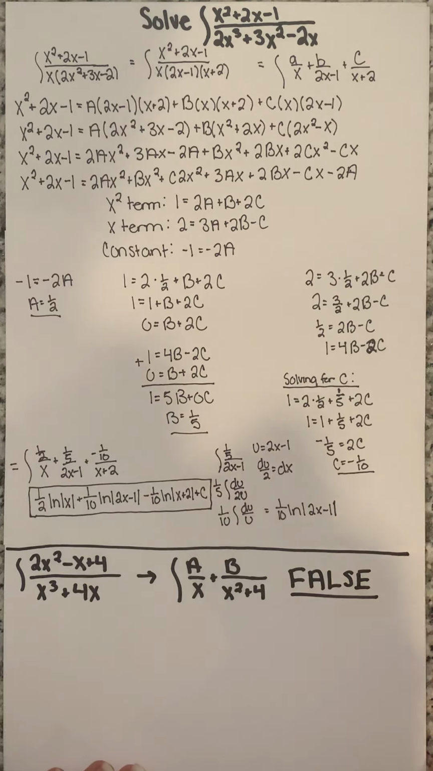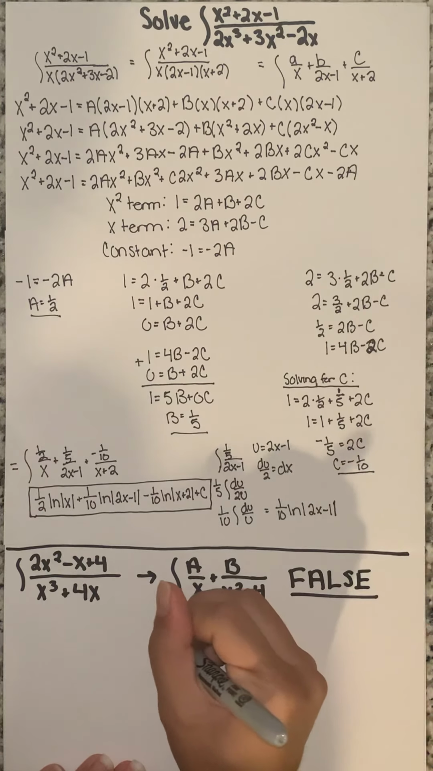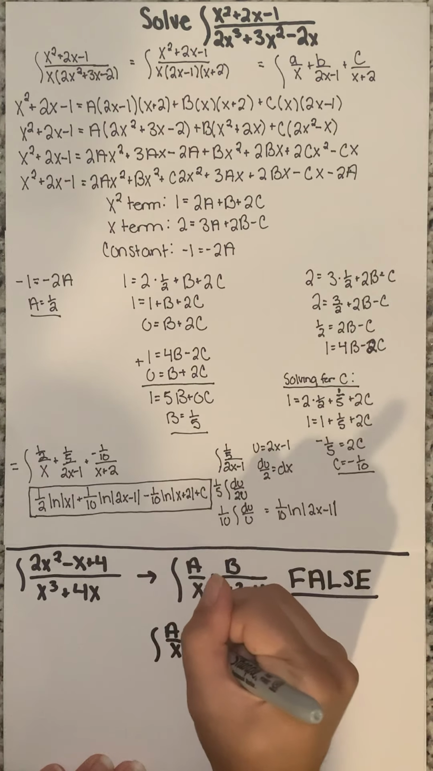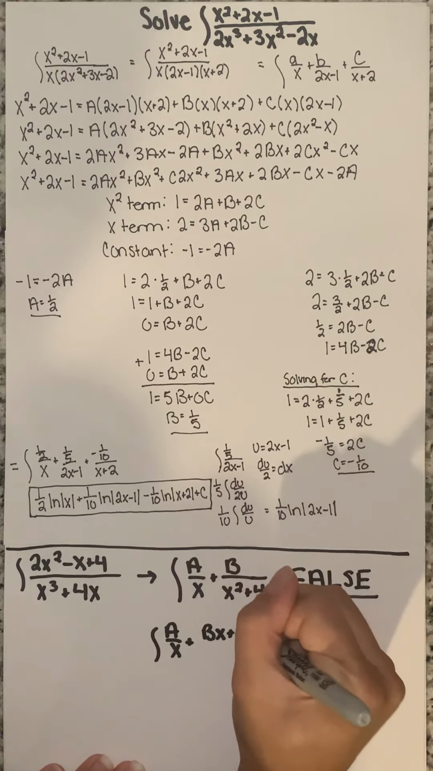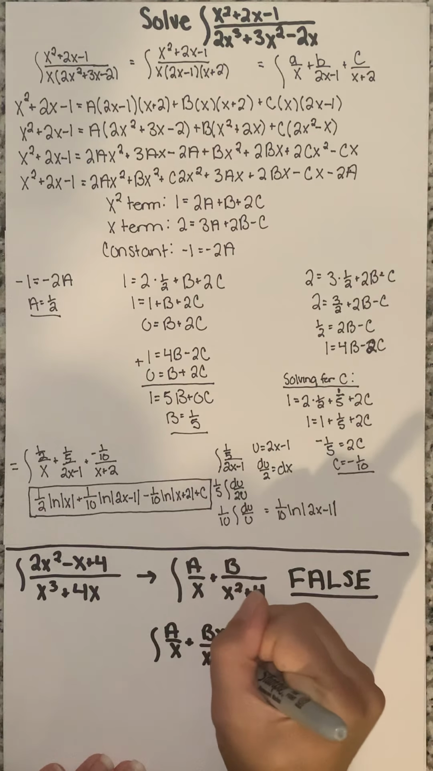If we wanted to solve the correct answer for it, it would be the integral of a over x plus bx plus c over x squared plus 4.